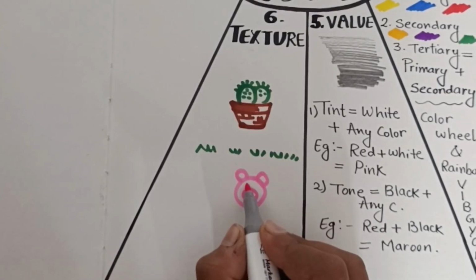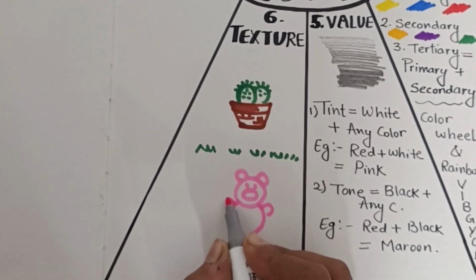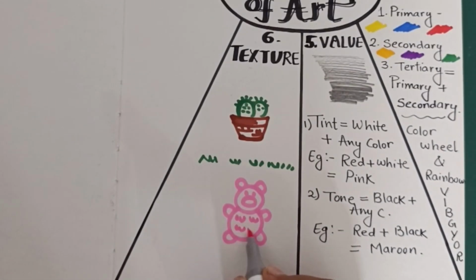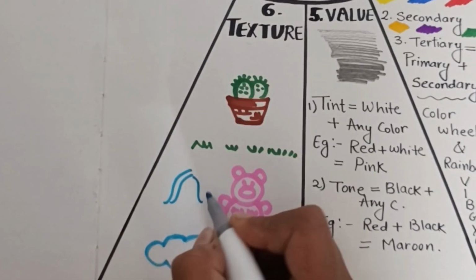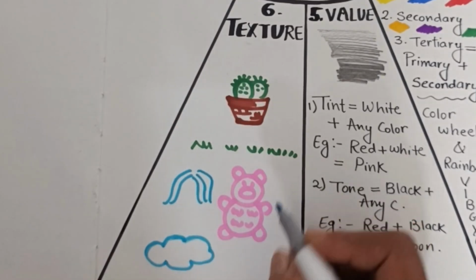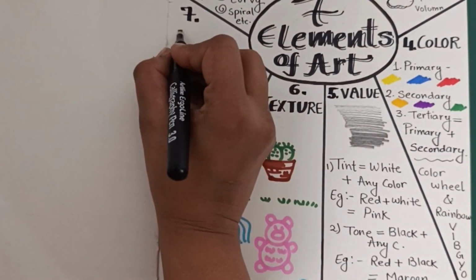So those are the examples I'm making here. If we're making a teddy bear, it is supposed to look soft. It's supposed to have that sense that it's soft. And I'm drawing more examples, like I have said already, silky hair, curly hair, etc. And now let's come to the last element of art, which is space.